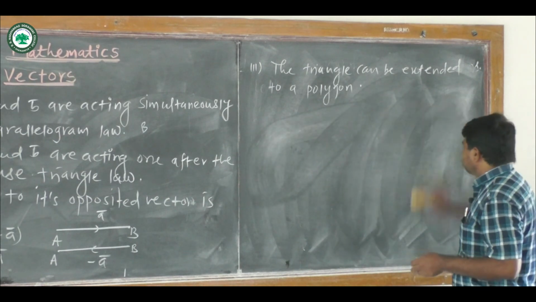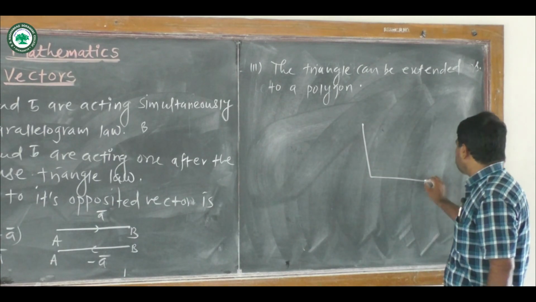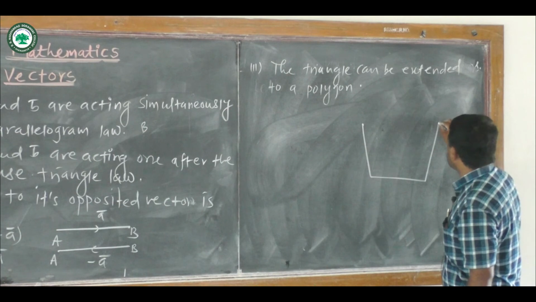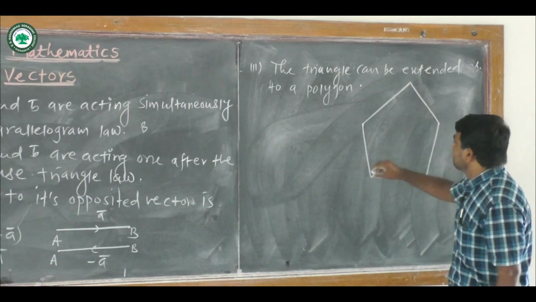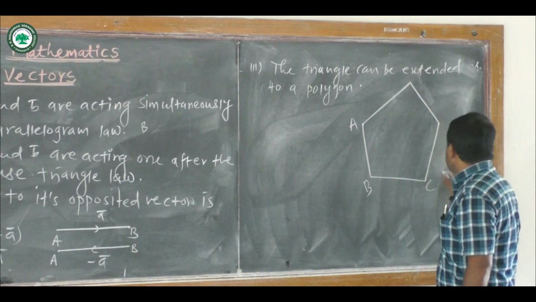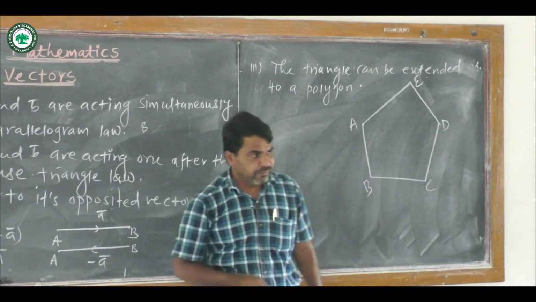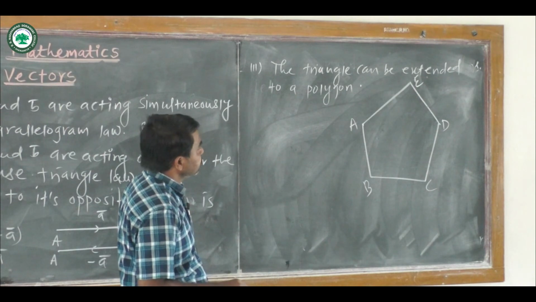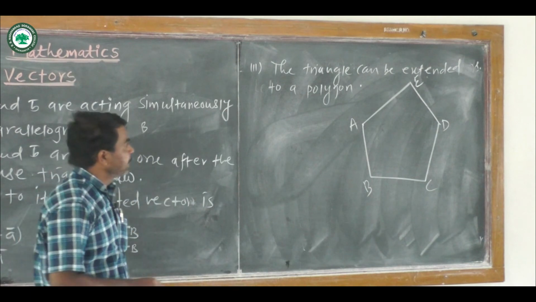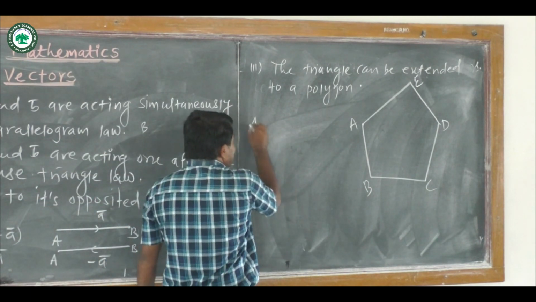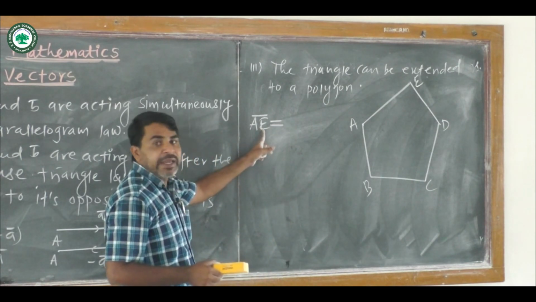If it is a polygon, if it is a pentagon, this is A, B, C, D and E. It is a pentagon, a polygon having 5 sides. See, in particular it is not a regular pentagon. See, what is AE bar? Starting from A and ending at E.